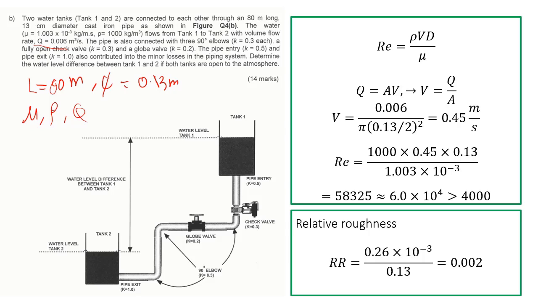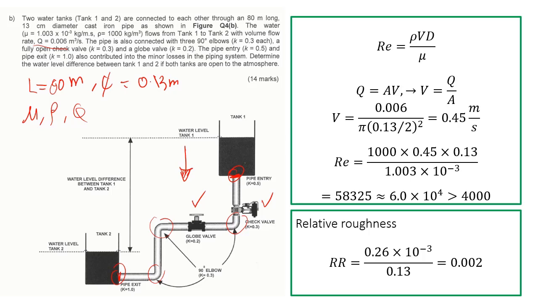The pipe is connected to 390 degree elbows, as I explained before, and also to a fully open check valve, a fully open globe valve, and the pipe entry. Since the flow is moving downward, the entry is here in the pipe, and the exit is here.